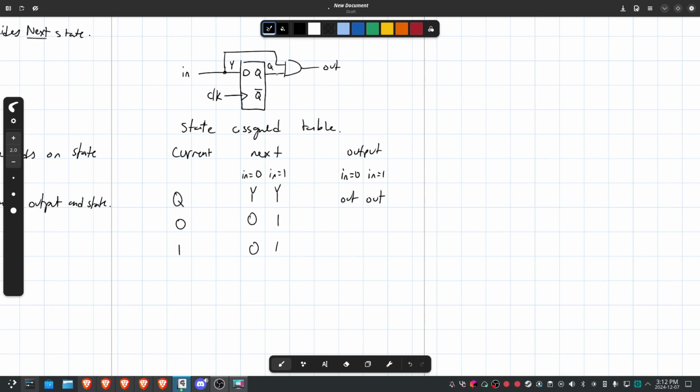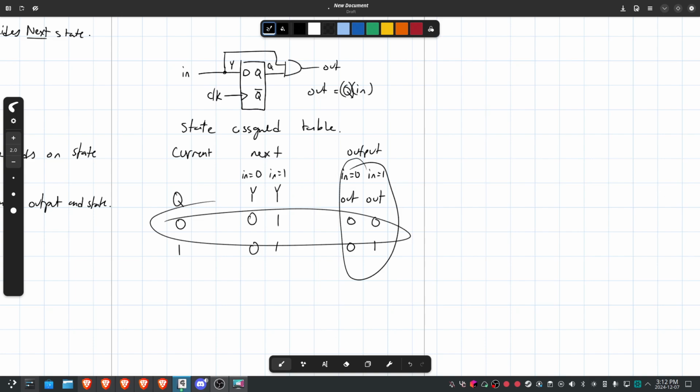So if Q is 0 and in is 0, nothing happens. If Q is 0 and in is 1, still nothing happens because this is an AND gate. Now, if Q is 1 and in is 0, it's still going to be 0. AND gate, right? Out is equal to Q times in. Both in and Q need to be 1 for an output of 1 to happen. You see this? So our output is determined by both our state and our input.